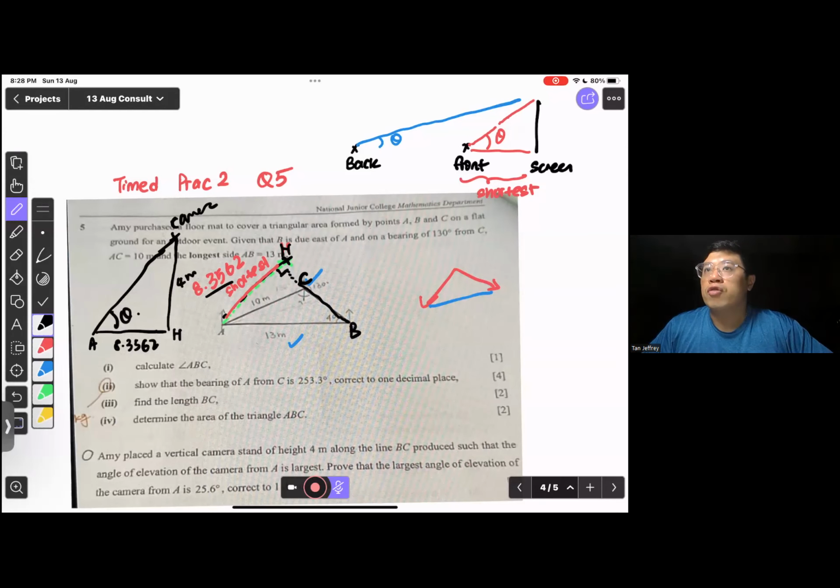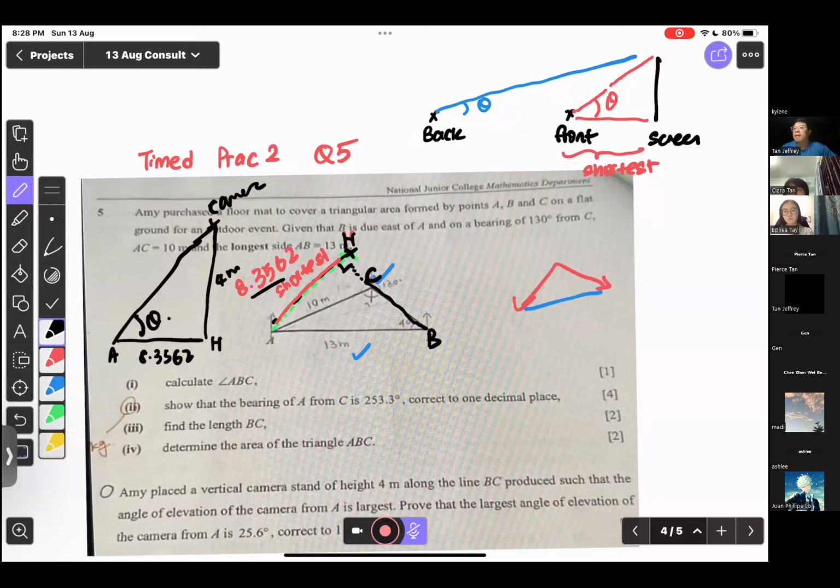Okay, let me just remove spotlight so I can see you. You all can still see my camera, right?